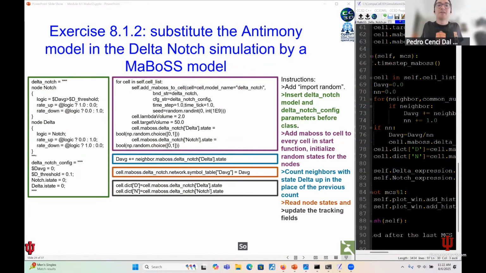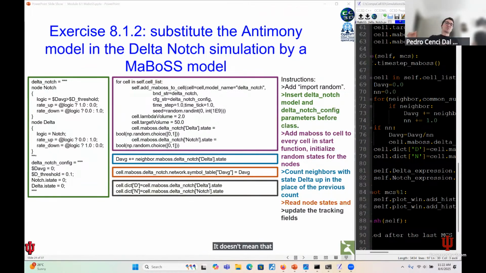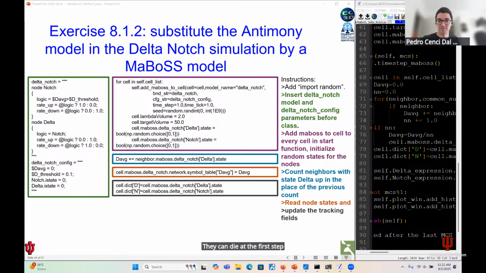So let's say you are setting that on average my cell takes 10 steps to change state and die. It doesn't mean that all your cells will do 10 simulation steps and then die. They can die at the first step because it's probabilistic. But on average, it takes 10 steps. On average. So Clara is a mathematician. She can demonstrate that to us.